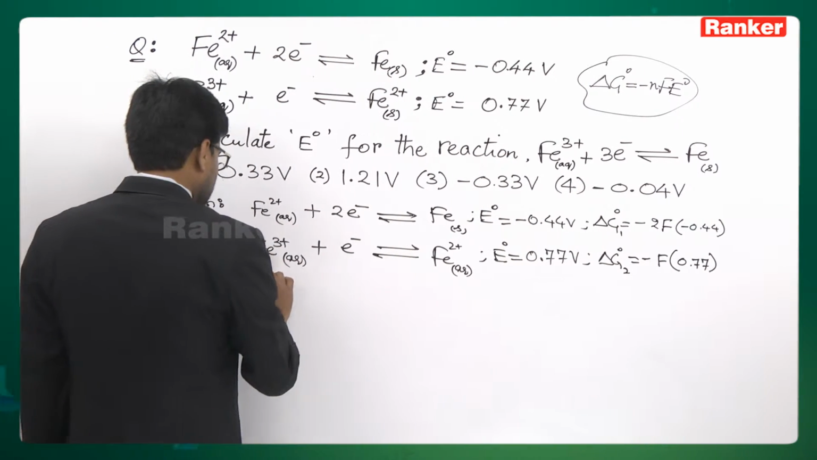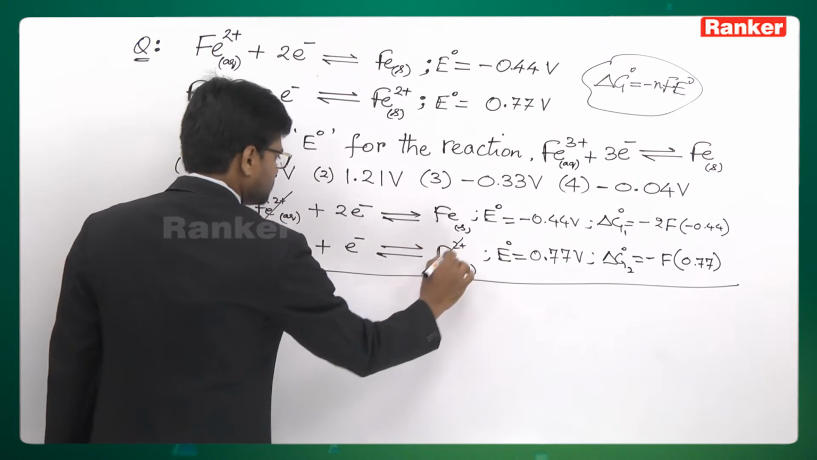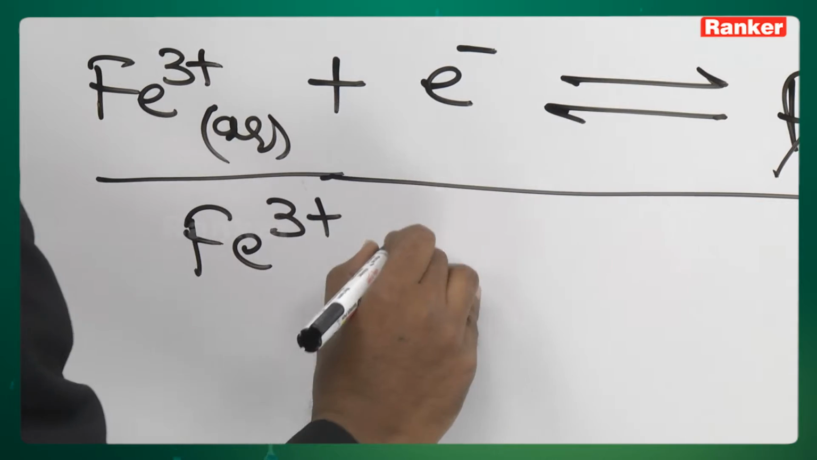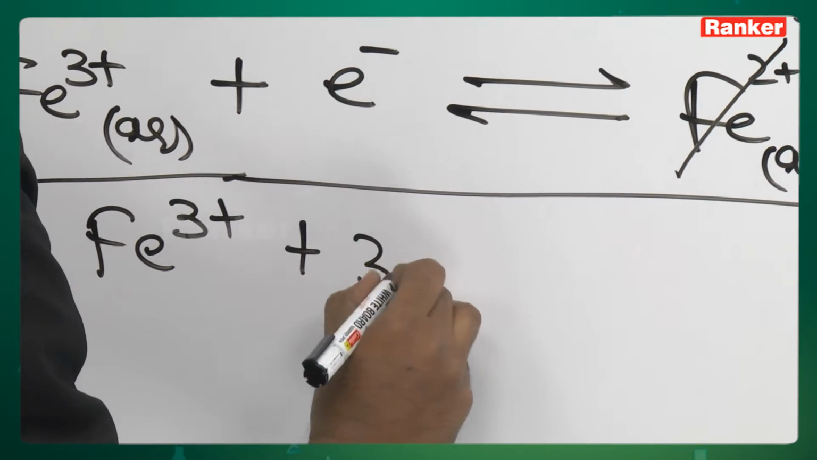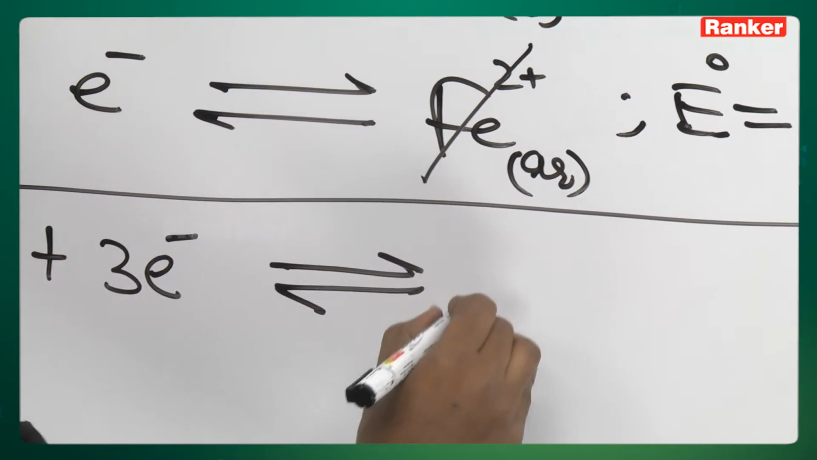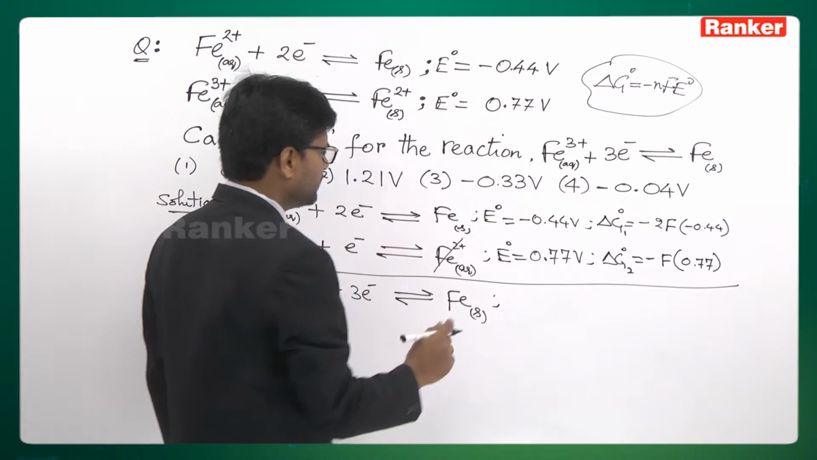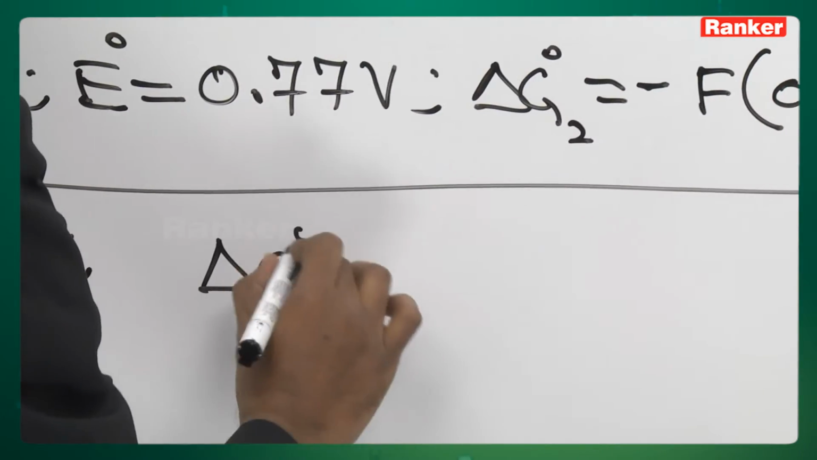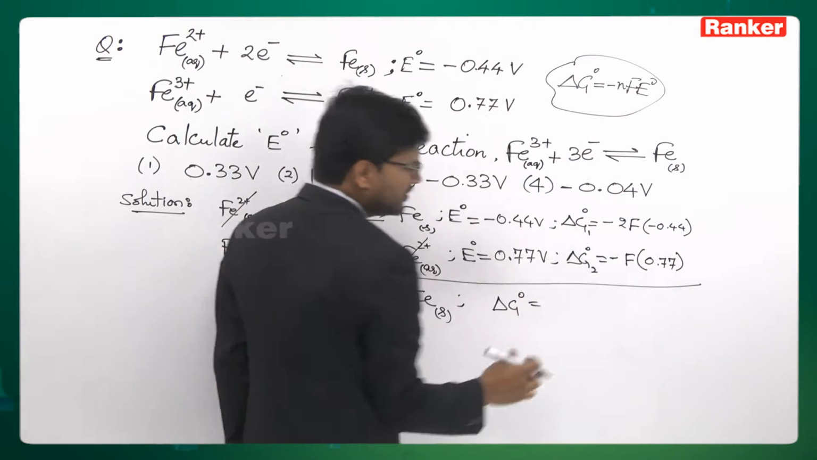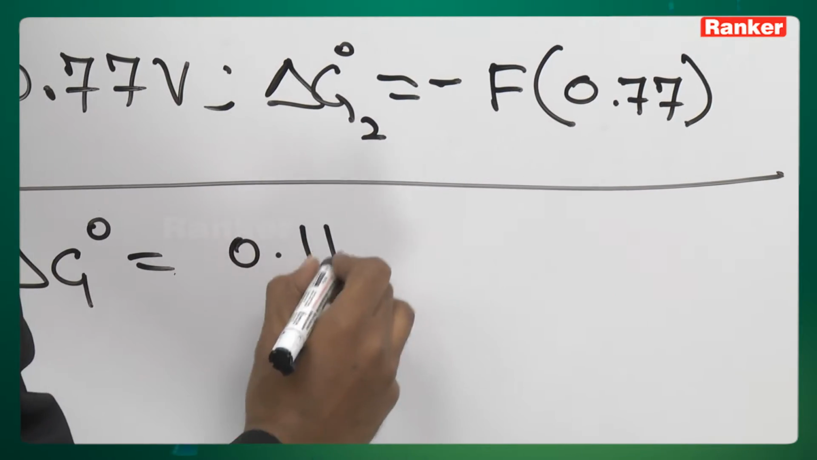Now add the two equations. When you add them, this gets cancelled out. Now, what is the overall reaction? Ferric plus 3 electrons, reversible arrows, and on the other side we have Fe solid. The corresponding delta G naught is the sum of these two. So this comes to plus 0.88 and this comes to minus 0.77 F. So it comes to 0.11 F.